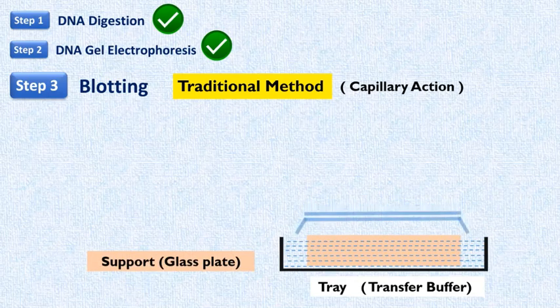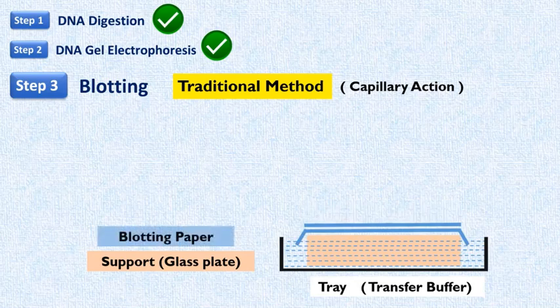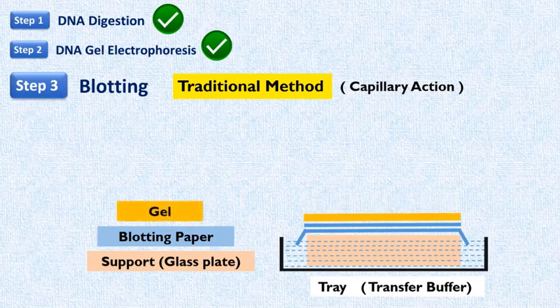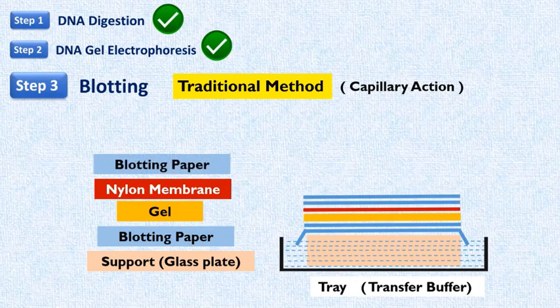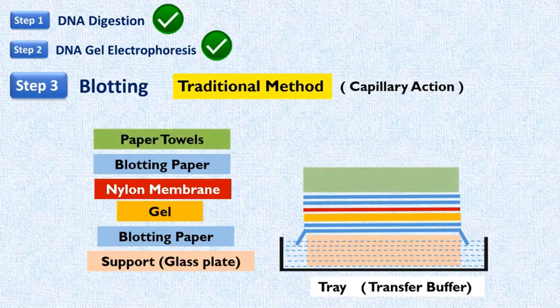An absorbent paper or blotting papers are placed on this support. These are placed such that they imbibe the buffer. They act as a wick. Next, the gel containing DNA is placed on the top of it. A nylon membrane of the same size as that of the gel is placed over it. Again, a thick stack of blotting papers or absorbent paper is placed over the membrane. This is followed by 3 to 4 inches of paper towels. And this complete stack of gel, membrane, blotting papers, and paper towels is pressed down by putting a weight on top.